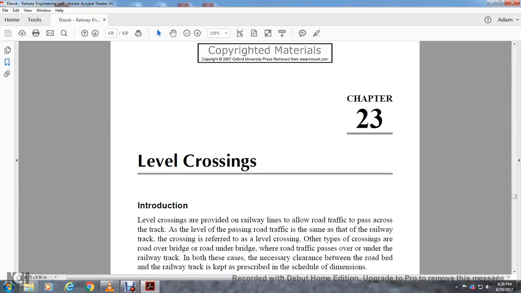Alright, Chapter 23, Level Crossing. Introduction. A level crossing is provided where railway lines allow road traffic to pass across the track at the same level. As the level of the passing road traffic is the same as the railway, the crossing is referred to as a level crossing.